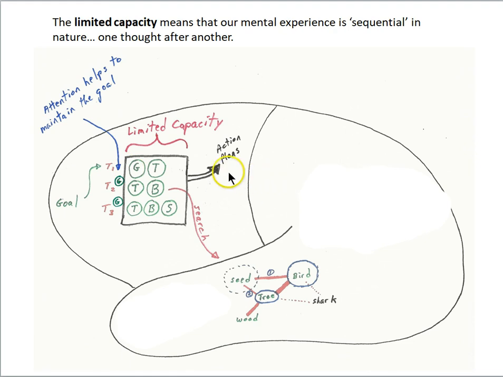And we said earlier that the working memory system was a limited capacity system. In this context, what that means is that our mental experience is sequential in nature, one thought after another. So initially we started off with the question involving trees, and then we bring to mind birds, and then those concepts are the search queue, and that brings to mind seeds. So we have a sequence of items and new items in our working memory system, and this is the nature of our conscious experience. It is sequential in nature.